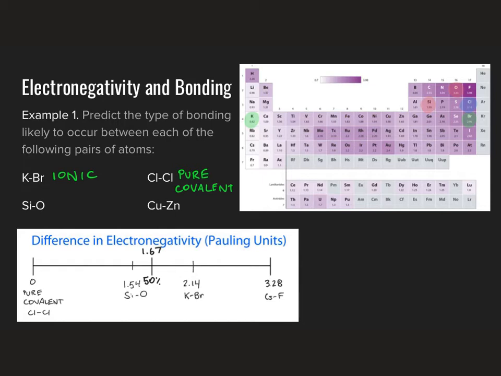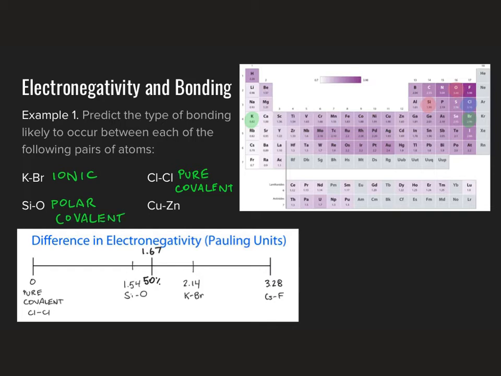However, with a difference of 1.54 Pauling units in electronegativities, this is still a covalent bond which has a fairly profound ionic character. That is, the sharing of electrons between silicon and oxygen is not particularly equal here, even though this would generally be considered a covalent bond.